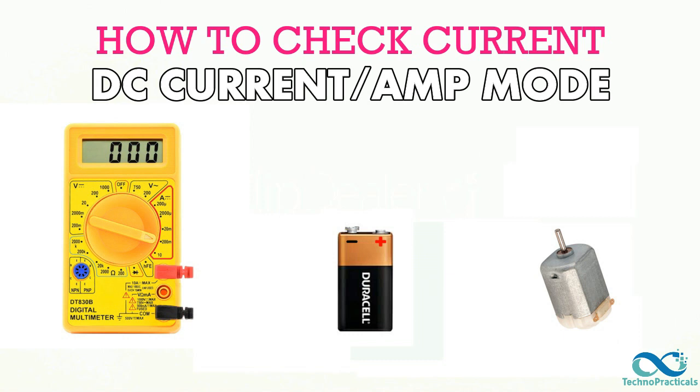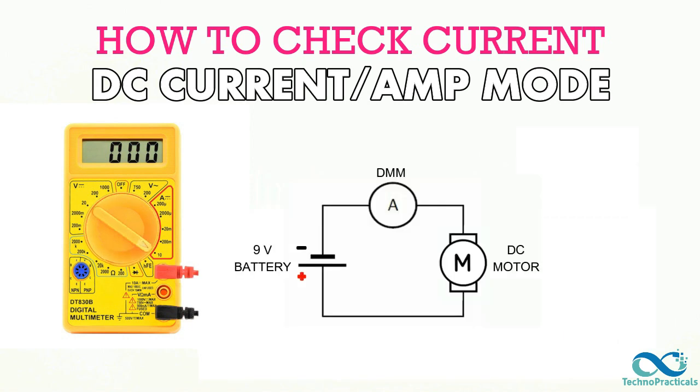As we don't know the current which can be drawn by this DC motor, we are going to set the red probe of the multimeter to the topmost position and the range selector knob to the 10 ampere range, which is the maximum range for DC current. This is a standard practice that is to be followed while measuring DC current.